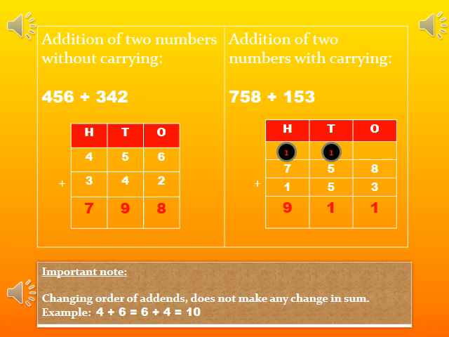Now listen, a very important fact that changing order of addends does not make any change in sum. To prove this, first add 4 plus 6. 4 plus 6 is equals to 10. Now changing order of addends, we get 6 plus 4. Now add 6 plus 4, again we get 10. So children, 4 plus 6 is equals to 10 and 6 plus 4 is equals to 10, which proves changing order of addends does not make any change in sum.